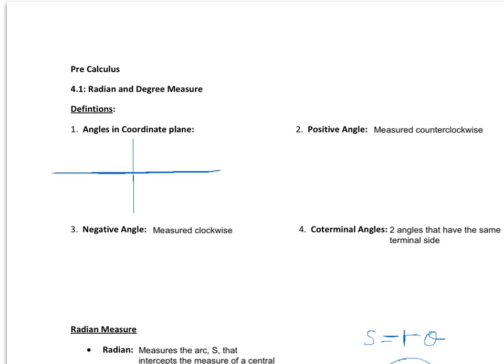Now, when we measure angles in the coordinate plane, the positive part of the x-axis, this is called the initial side. This is where you always start with an angle. Every single angle in the coordinate plane, whether we measure it with a positive degree measure or a negative degree measure, always has that initial side as one of the segments there.